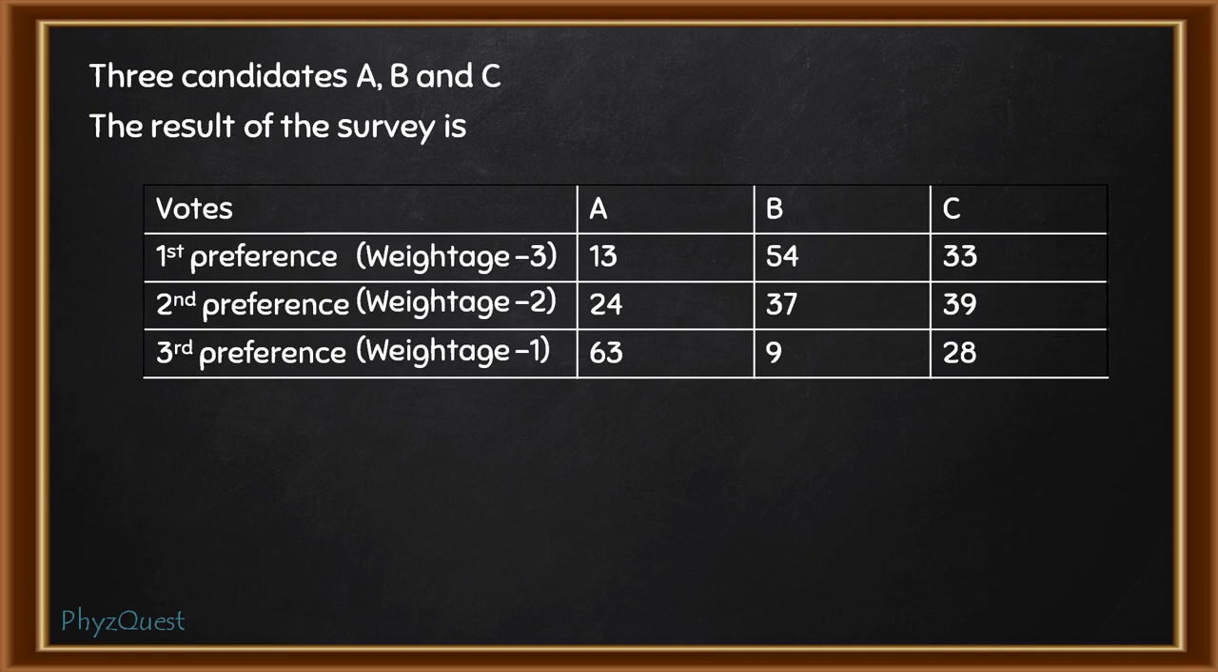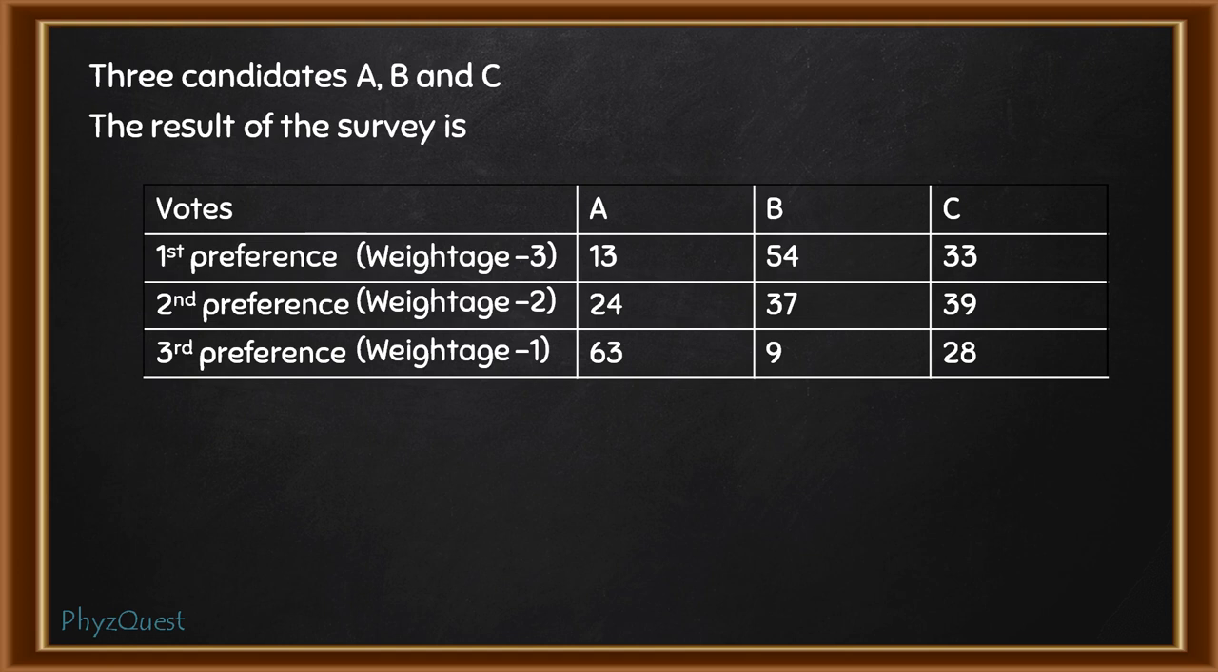So to find that out, what we have to do is multiply the respective weightages into the respective number of votes given. We have to multiply the number associated with the different preferences with the respective weightages, and we have to make a final total after the multiplication. So that will give you the final total number of votes each candidate has got, and the candidate having the highest number of votes will be the most preferred candidate.